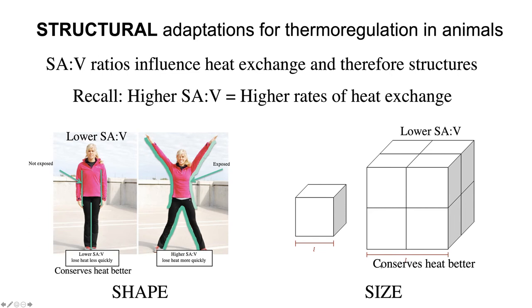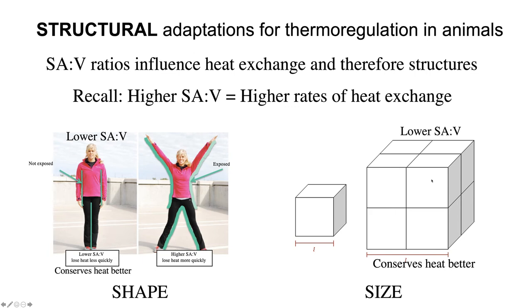Same deal with size. Larger shapes have a lower surface area to volume ratio, and that's because surface area increases at a squared rate, whereas volume increases at a cubic rate. So your volume increases much more quickly than your surface area does. If you recall that activity that we practiced calculating surface area to volume ratios for different size cubes, that larger cube has a much lower surface area to volume ratio. Because it has less surface area relative to its volume, it conserves heat much better.